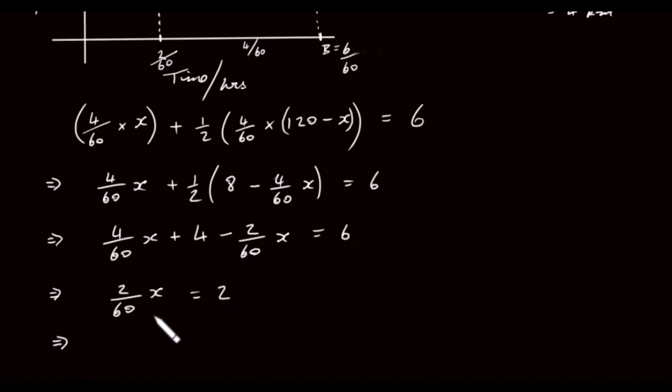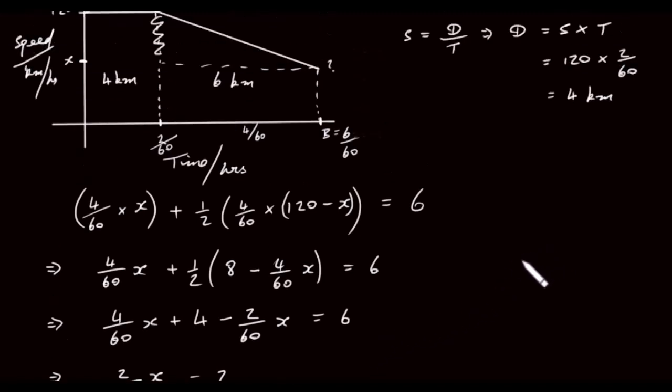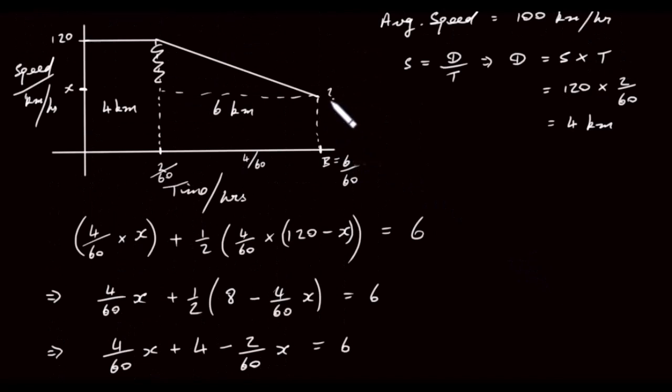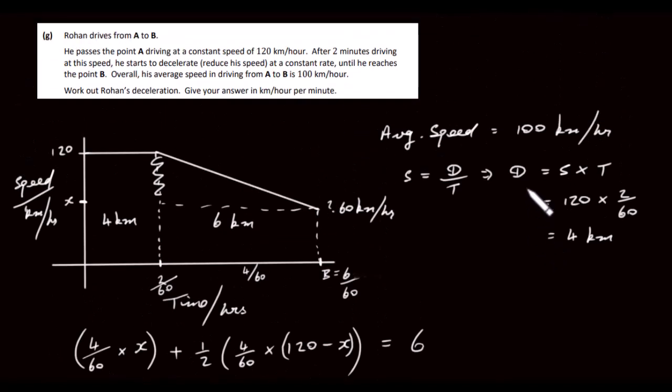So let's just divide by that fraction. That gives me x is equal to, multiply by 60, I get 120. Divide by 2, that'll give me 60. So that's kilometers per hour. Okay, so in other words, when he reaches here, he's doing 60 kilometers per hour. So now we can work out the deceleration. I think that was the question.